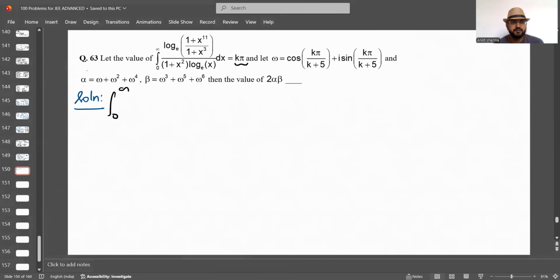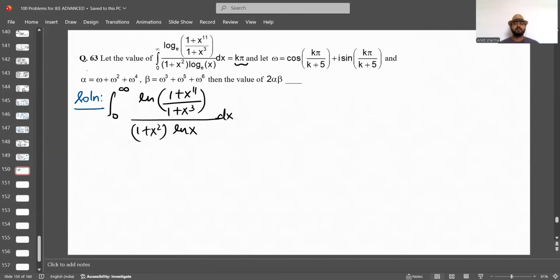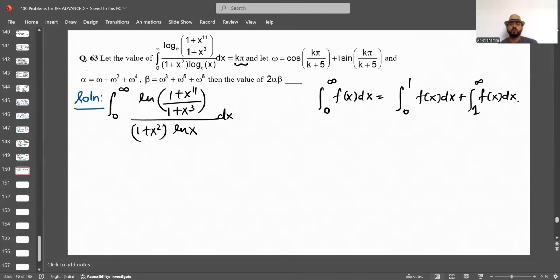So if I look at 0 to infinity, this is ln of 1 plus x to the power 11 or 1 plus x to the power 3, and then here 1 plus x square, into it is simply ln of x dx. Now for such things where we have log and some kind of function, the eventual part would be to use the integral 0 to infinity f of x dx, which can be taken with a substitution. So you could write 0 to 1 first, f of x dx, plus then 1 to infinity, f of x dx. Now the goal is to convert this 1 to infinity integral by using the substitution x is equal to 1 by t.